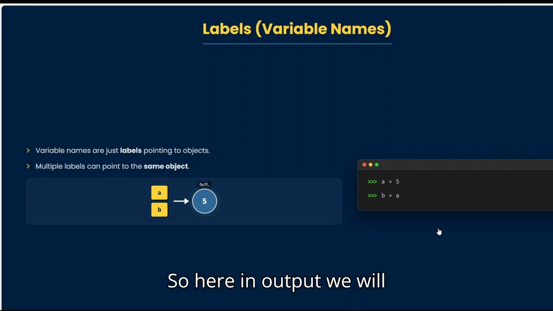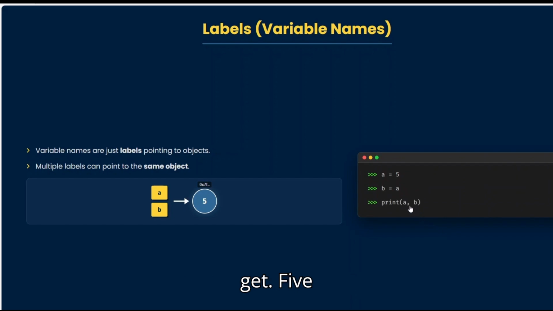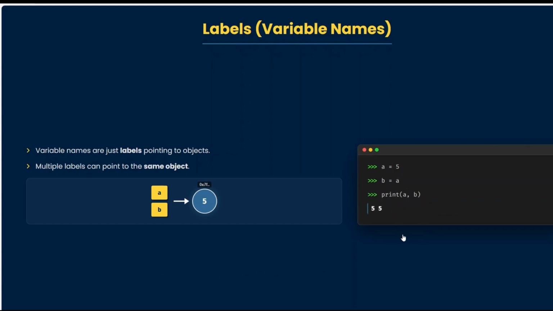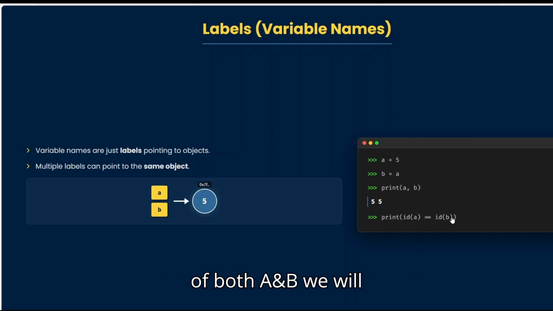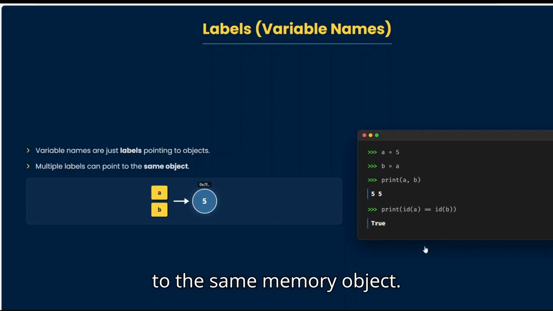So here in the output we will get 5 and 5 two times, meaning both variables a and b print the 5, and when comparing the id function of both a and b, we will get True, meaning both refer to the same memory object.